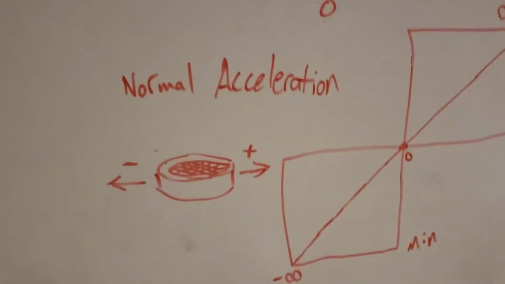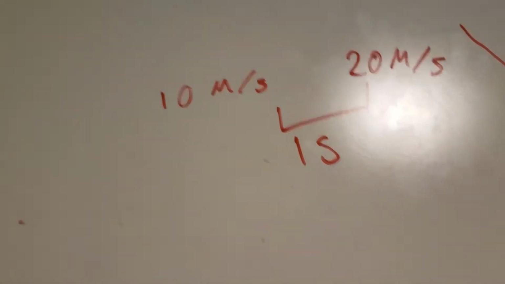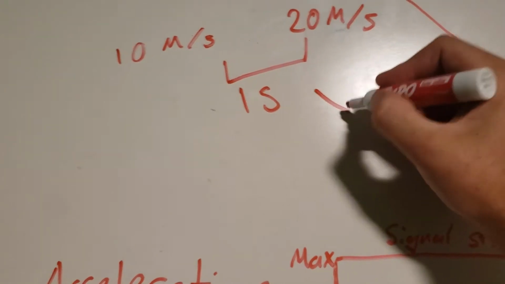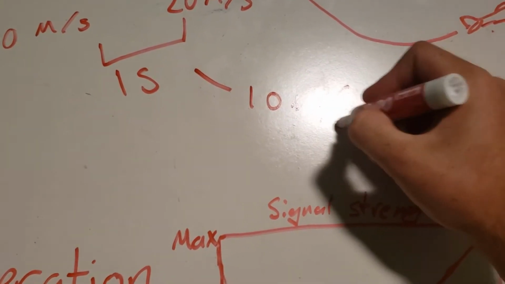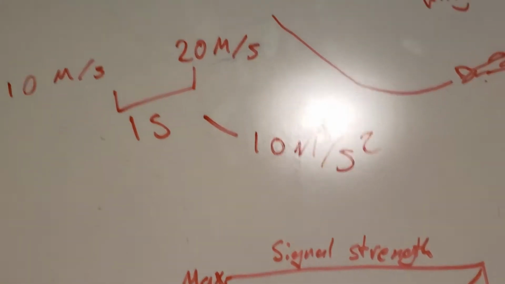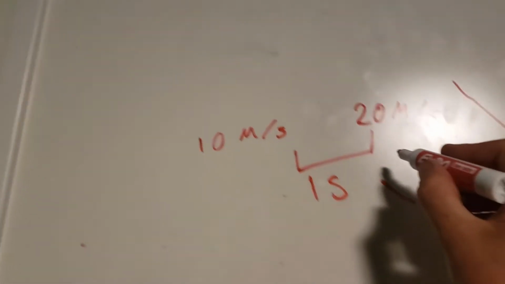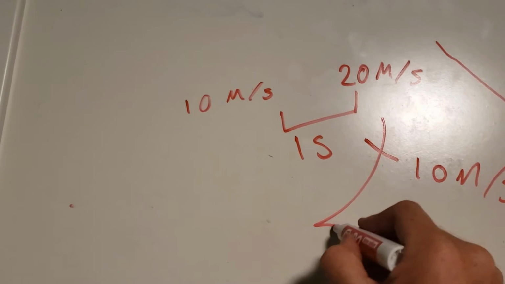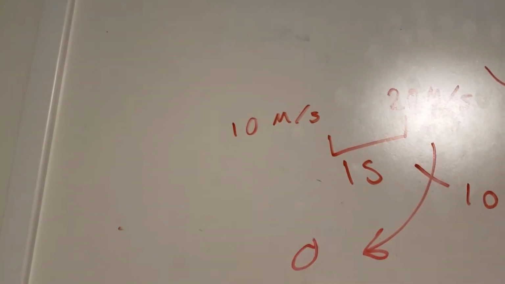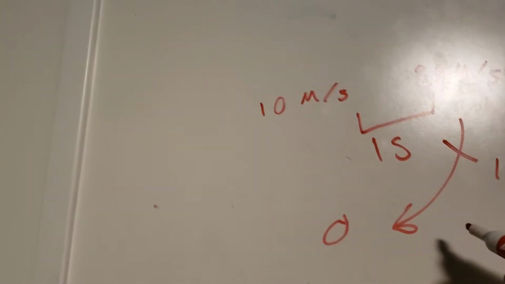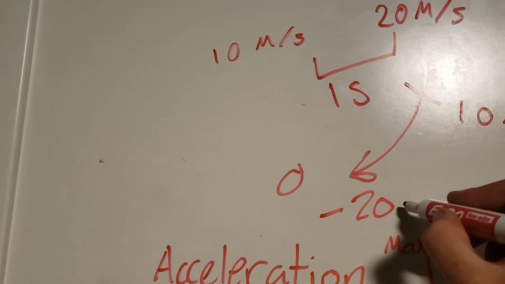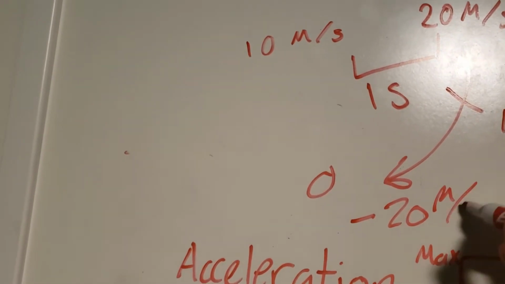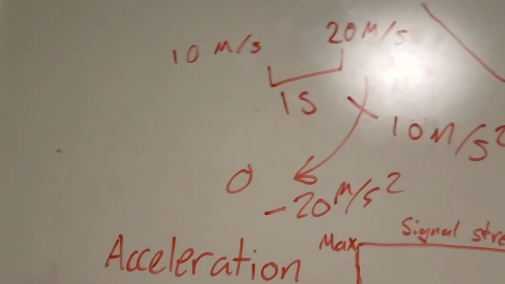So let's say you sped up, right? And so that gives you 10 meters a second squared of acceleration, right? And then let's say in the next second, you drop down to 0 because you just hit a wall. So that would be then negative 20 meters a second squared, like that.